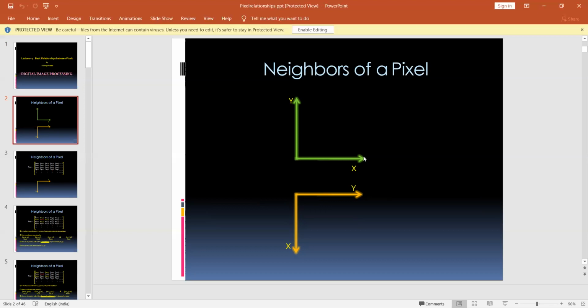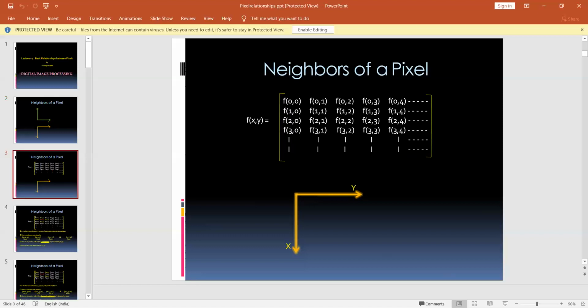If the resolution is 1 by 1, the size is 1 by 1 and the number of pixels is 1 only. If the size of the image is 3 by 3, there are 3 pixels in a row and 3 pixels in a column, total 9 pixels. The middle pixel is said to be the reference pixel. Along the row, that is along the x-axis, and along the column, that is along the y-axis.